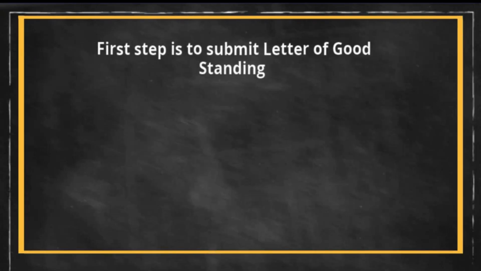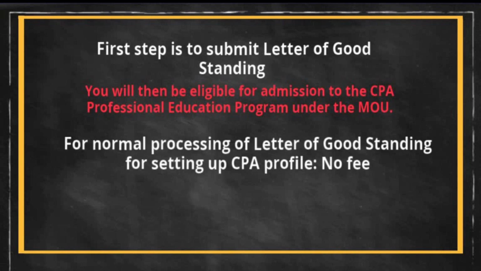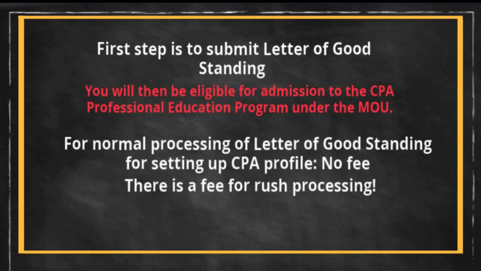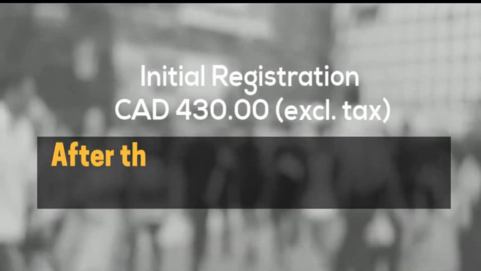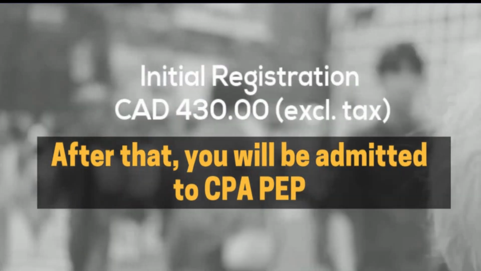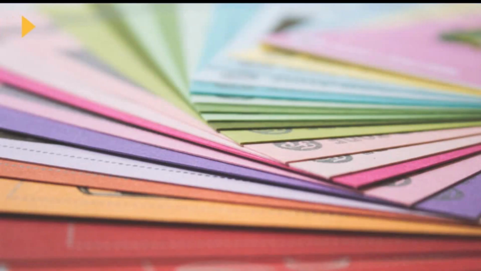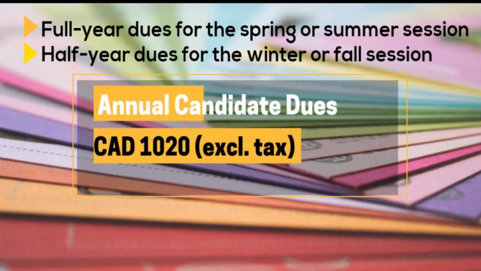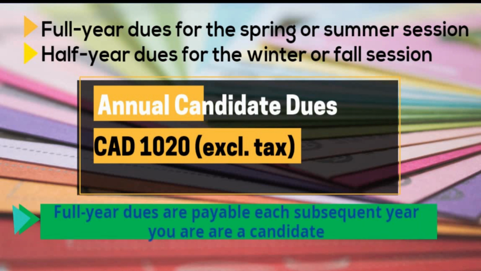For the first step of registration, which requires the good standing letter to be sent to the CPA provincial body, there is no fee. But if you want processing to be done really fast, then there is a fee of around $30. Now comes the stage where you register as a student and pay a fee of $430 Canadian excluding tax. After your student registration, you also need to pay your candidate dues, which will be half yearly or full depending on the time you register.